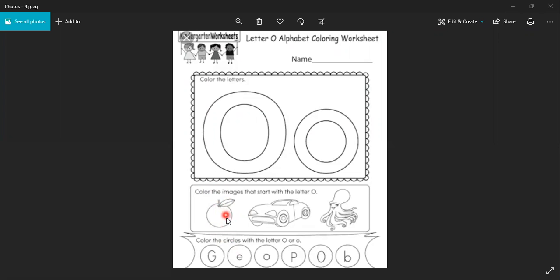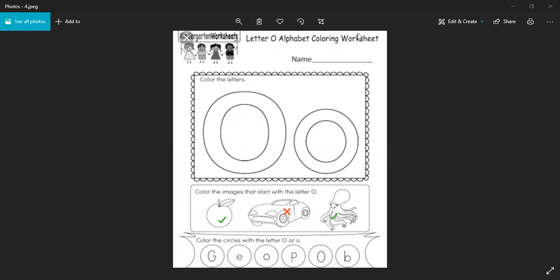Okay. Next. Car. Car starts with which letter? O? No. Car starts with letter C. We should not color that. Okay. Next. Octopus. Octopus starts with which letter? O. O for orange. O for octopus. We only need to color orange and octopus. We should not color car.